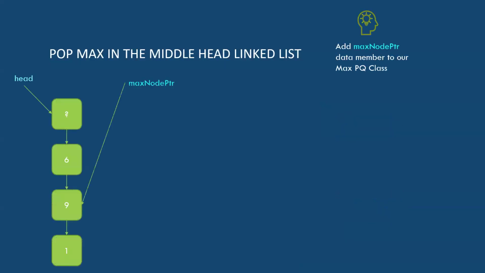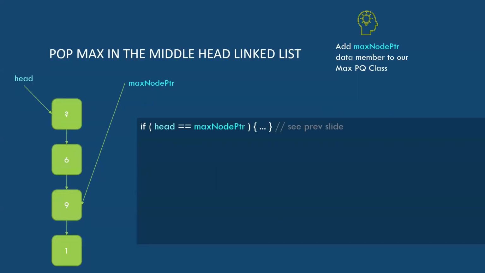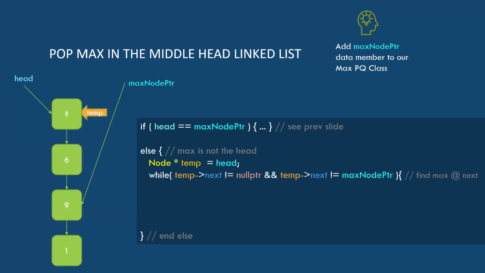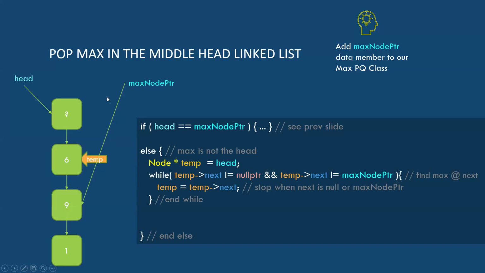Now, if it turns out that the max node is in the middle, what do we do? Often we want to search and keep going while temp next is not equal to the max node pointer. So we're saying, if I get to the node before the max node pointer, I should stop, because I'm now on the node that I need to use to remove the max node. I'm comparing addresses here: if this arrow is the same address as this arrow, then I'm one before the thing that I need to cut out.